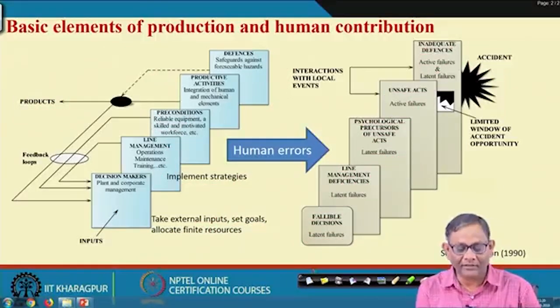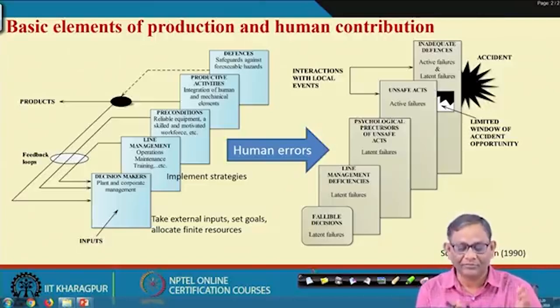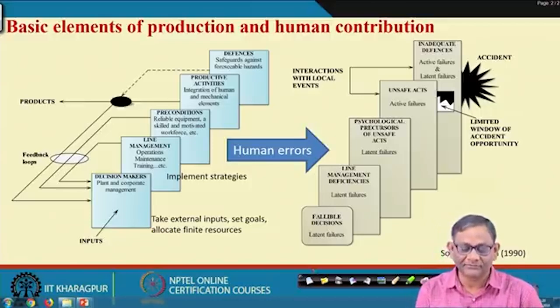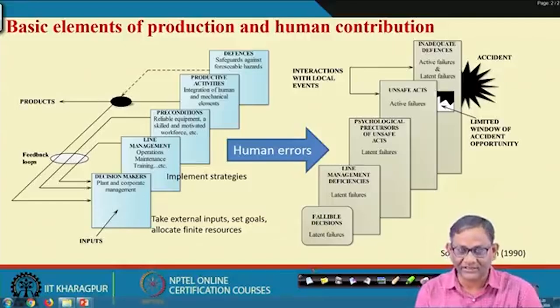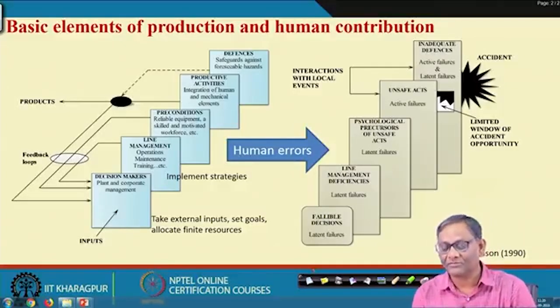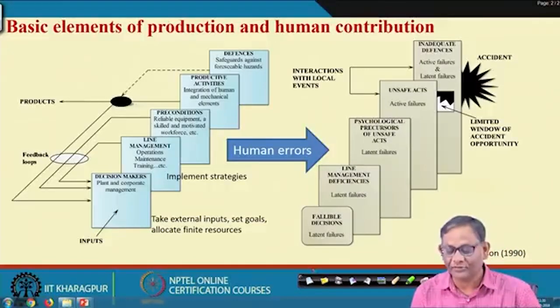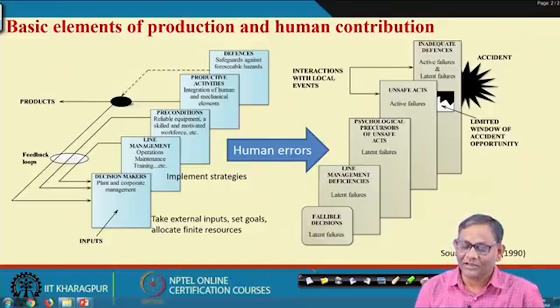Okay. So, if this is the case, that means it basically proposes a hypothesis like this: in any production system, whatever may be the level of protection, there can be chances of accident, and those accidents can be related to human problems or human errors, and those humans are not necessarily at the worker level, even up to the decision maker level.